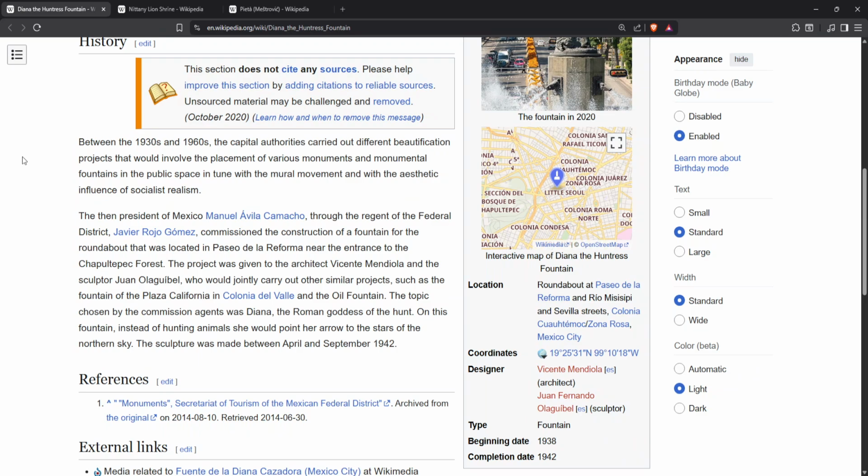The topic chosen by the commission agents was Diana, the Roman goddess of the hunt. On this fountain, instead of hunting animals, she would point her arrows towards the stars of the northern sky. The sculpture was made between April and September 1942.